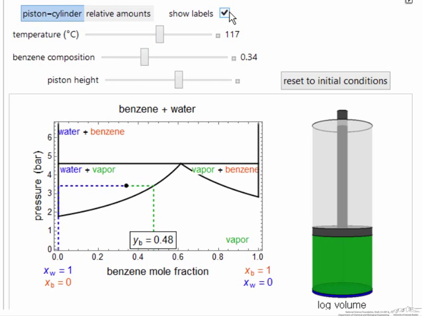The labels here just allow us to indicate the regions where this is liquid water plus vapor, this is benzene liquid plus vapor. And so this pressure-composition diagram is for immiscible liquids, where we can have either two liquids present, we can have one liquid and a vapor, or we can have vapor present.